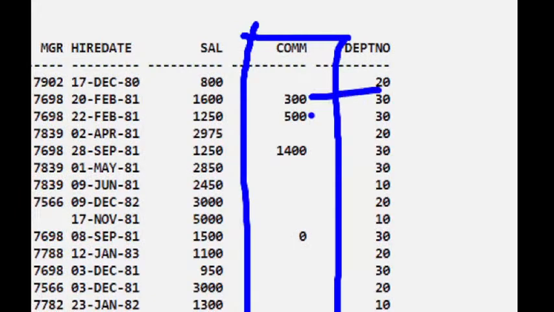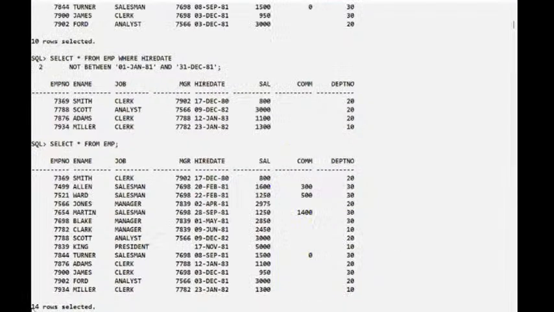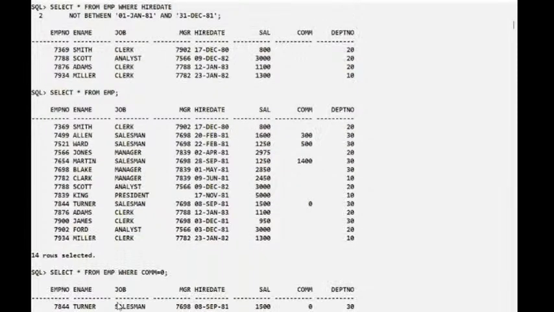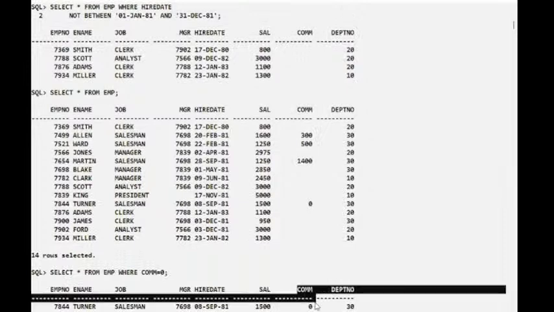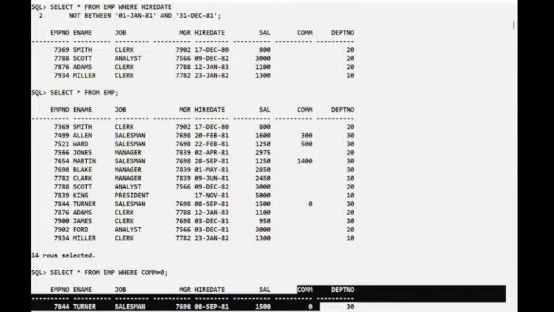So 300, 500, 1400 and 0. Now if I write SELECT * FROM EMP WHERE commission equals 0, 0 is considered a value. So I'm using the assignment operator equal, and it checks and returns your 0 value. Yes or no? Now clear? So 0 is considered as a value.